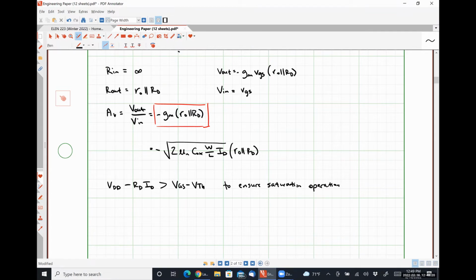With a little bit of math, we can see that the product of RD and ID must be less than VDD minus (VGS minus VTH), again, to ensure saturation region operation. So there's absolutely a trade-off here that we experience, right? And this is called a headroom constraint.